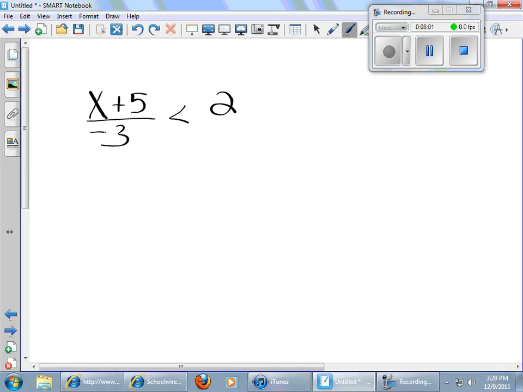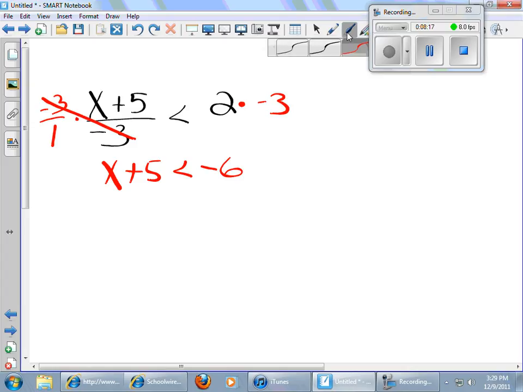Okay, but you saw that they were there. I'm going to undo this division. The negative 3 is attached by division. How am I going to undo it? I'm going to multiply each side by negative 3. Okay, those will cancel, leaving x plus 5. That'll be less than negative 6. I'm almost done. I'll subtract 5 from each side. X will be less than negative 11.